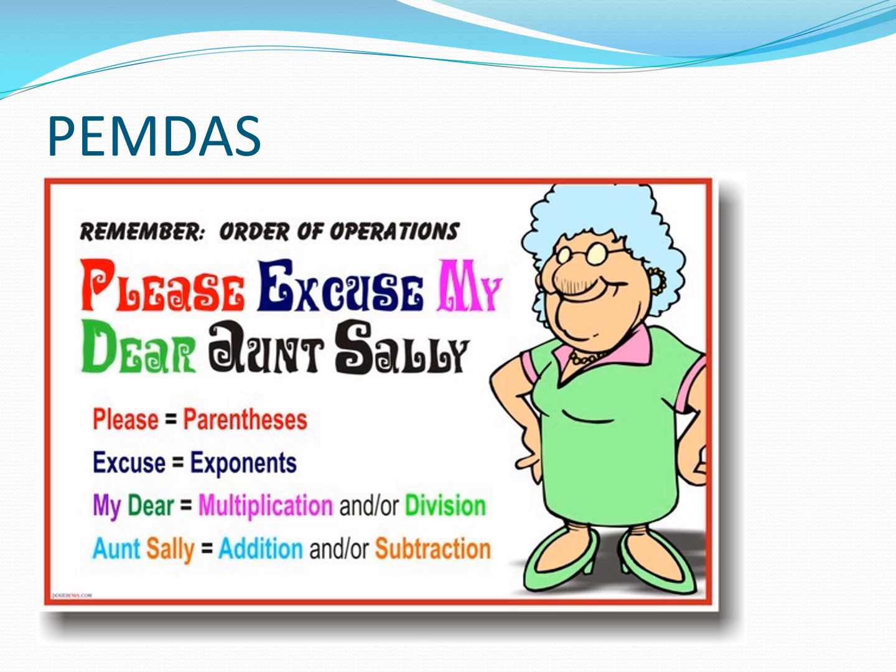So this saying, the first letter of each word corresponds to the operation and the order. So as you see, please excuse my dear Aunt Sally is also PEMDAS, but it's just another way for you to remember it. So you can remember it either using PEMDAS or the saying, please excuse my dear Aunt Sally. Here's a picture of Aunt Sally. So the P is for parentheses, E in excuse is for exponents, M in my is for multiplication, D in dear is for division, A in aunt is for addition, and S in Sally is for subtraction.